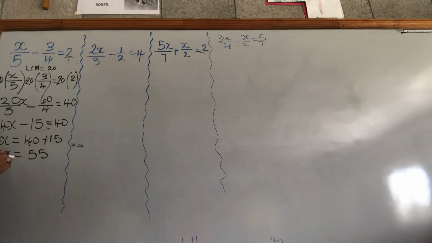Alright, 1 second. So we divide both sides by 4 to get rid of the coefficient. So x is equal to... 4 goes into 55 how many times? 13 times, remainder 3. So, 13 and 3 quarters.